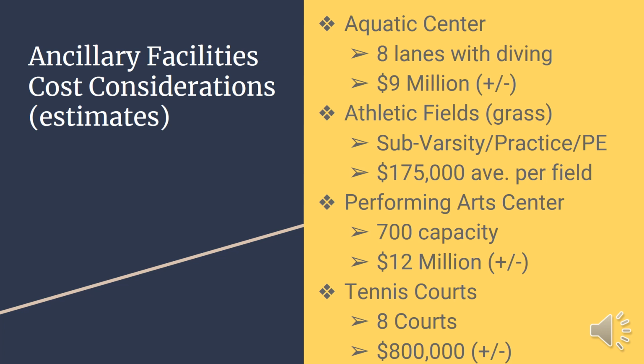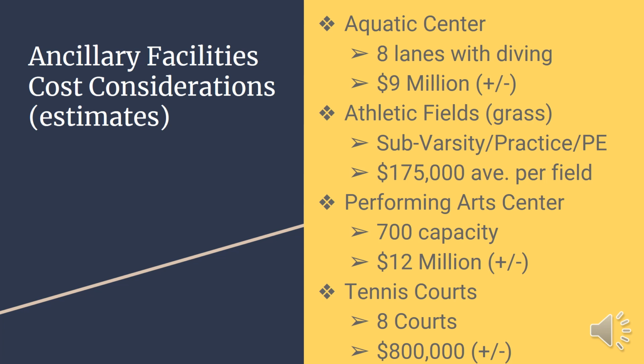Some of those ancillary facilities: an aquatic center, an 8-lane pool with a diving area similar to what Belton just built with their high school, would be about $9 million. To build another grass athletic field for, say, sub-varsity practice or PE would be about $175,000 per field. A performing arts center, about 700 capacity, would be approximately $12 million.